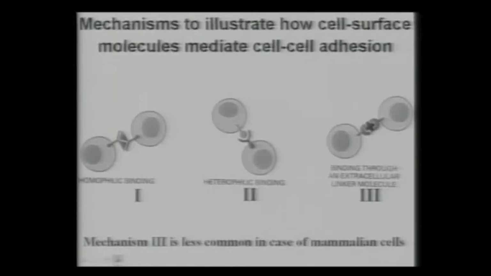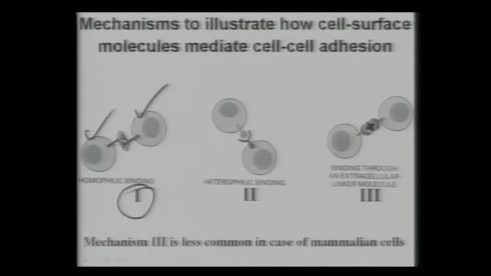So this is the mechanism to illustrate how cell surface molecules mediate binding. Now there are three types of binding. It has been shown that one is homophilic binding. Homophilic means two cells of the same type, and from one cell to the other cell, similar types of protein molecules or cell adhesion molecules come out and make a bond together.